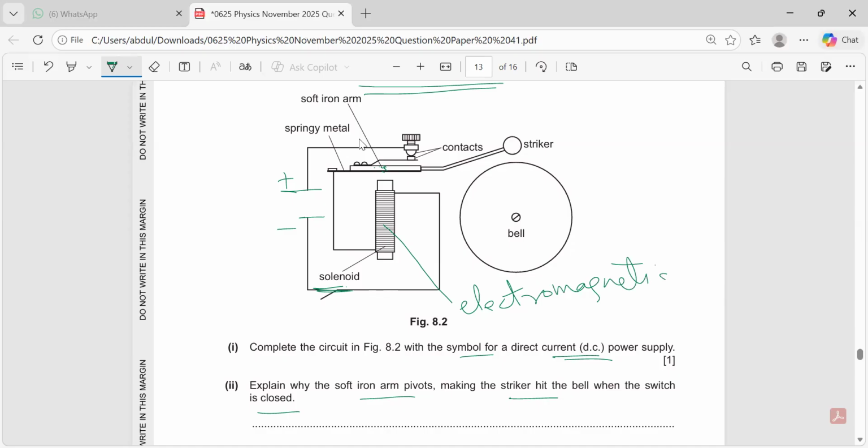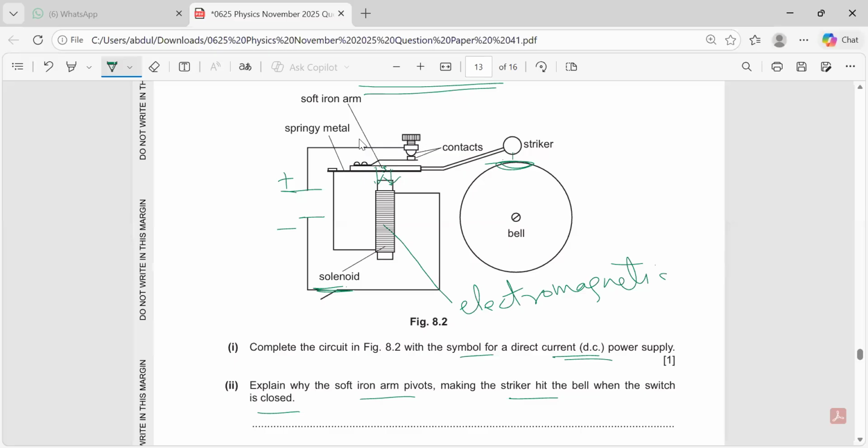The electromagnet is magnetized. When it is magnetized, what will it do? This is the striker, and this is iron. Iron is a soft magnetic material, so it will be quickly attracted downward. When it is attracted downward, the striker will hit the metal plate, ball, or metal gong, and the ring or bell will be produced.